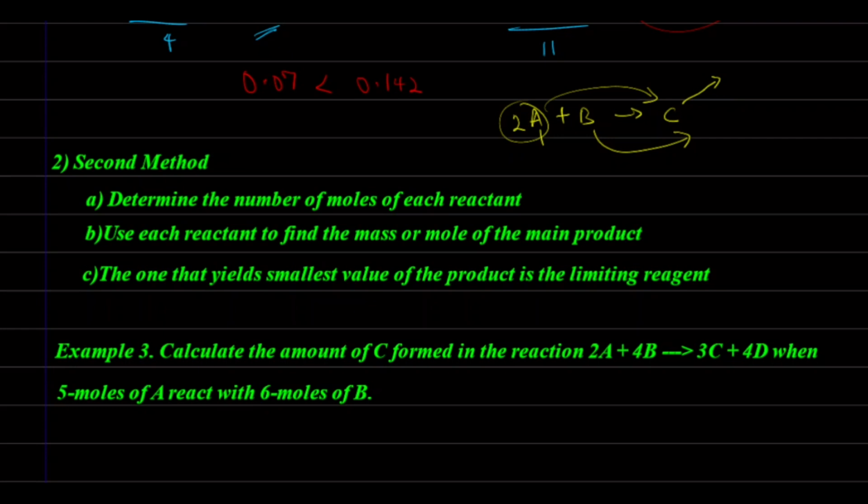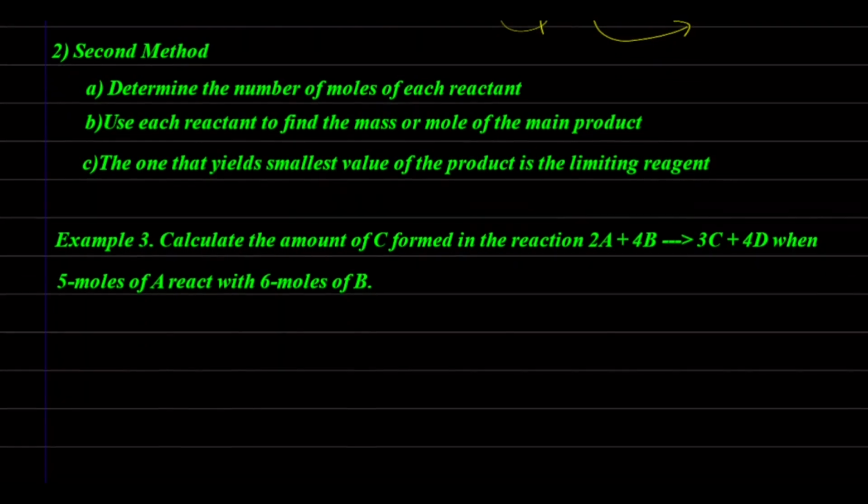Now let's take a look at example 3 to help us understand how the second method works. Calculate the number of moles of C formed in the reaction 2A plus 4B giving us 3C plus 4D, when 5 moles of A react with 6 moles of B. Let's try to use the second method. We have 2A plus 4B giving 3C plus 4D.